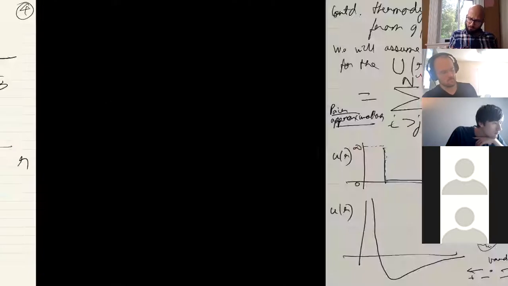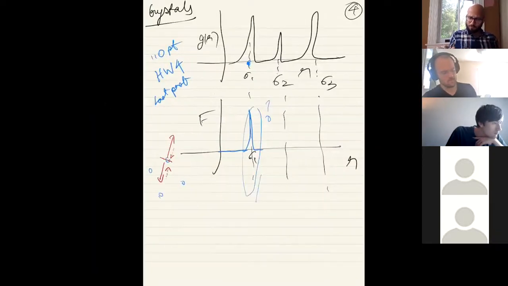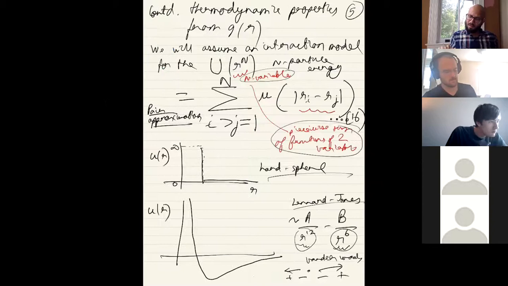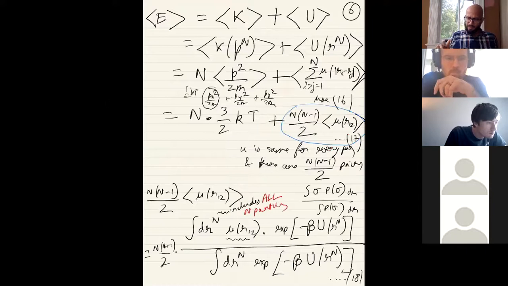So, and for Crystal, I want you to look at this carefully and think how it would look like. Then we continued our investigation of how to get average thermodynamic properties from G of R. We looked at pairwise interactions, such as Lennard-Jones. There we said the total energy is made of kinetic energy plus potential energy. Kinetic energy is just equipartition. Potential energy is a sum of pairwise interactions.